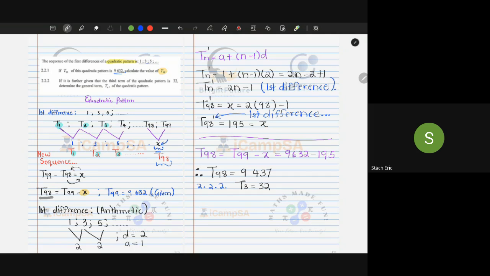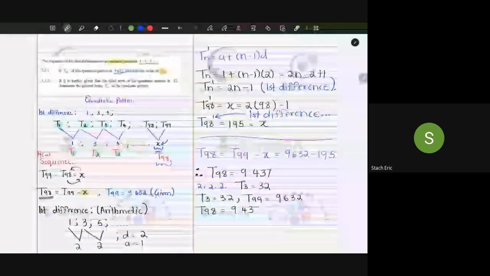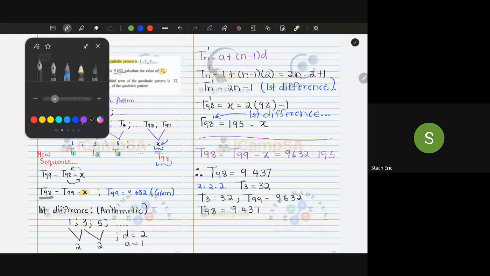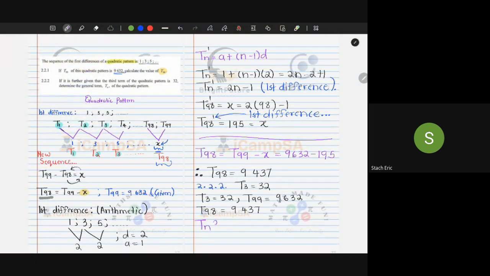So what we now have is actually three terms. Think about it. What we have is T3, which is 32. We also have T99, which is 9,632. And we also have T98, which is the same as 9,437. So now in this question, what they are asking us to do is to figure out what is Tn.